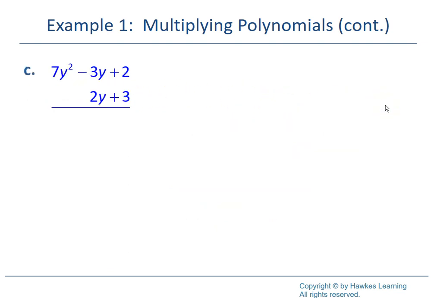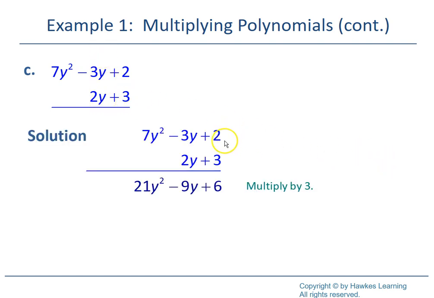Now, another way of multiplying polynomials is to line them up vertically. And I would suggest anytime you have a trinomial times a binomial, you do it vertically. So what we're going to do is take this first term here, 3 times 2 gives you the 6, a positive 3, a negative 3y, a negative 9y. 3 times this is 21y squared. Okay.